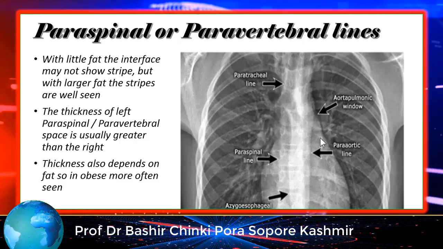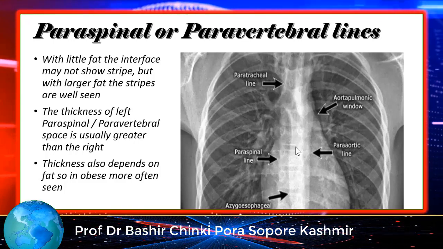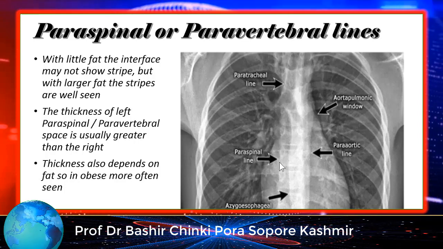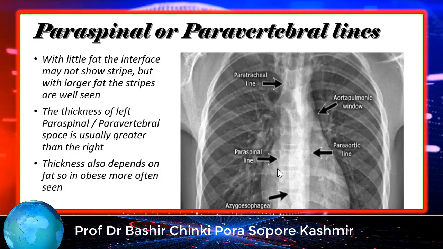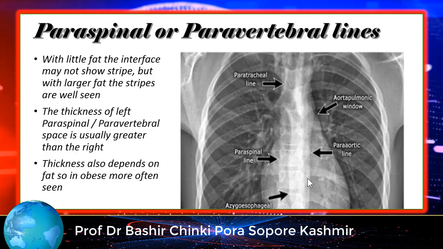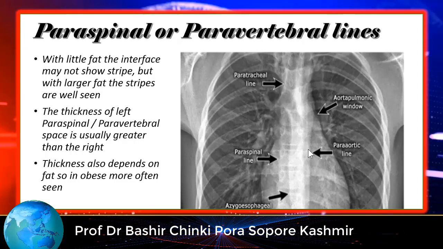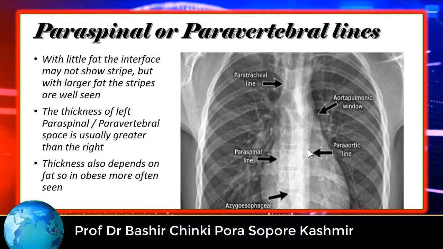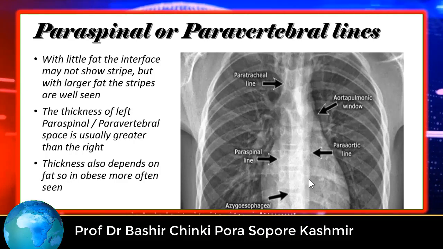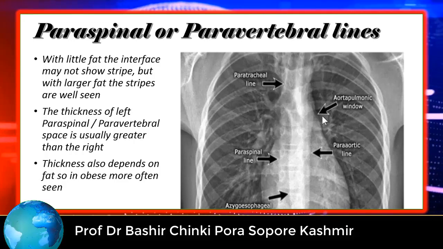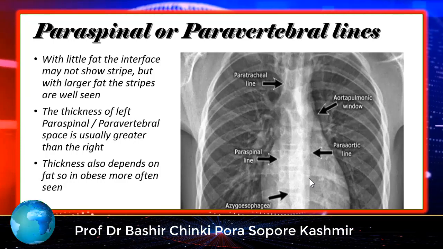As I said, with little fat the interface may not show the strip. So if you see here on the right side, we don't see the paravertebral or paraspinal strip clearly. But on the left side, the left paravertebral line or left paravertebral strip is clearly seen here. As I said, the thickness of it depends upon the content of fat in the body. So in obese people, you may see this clearly.